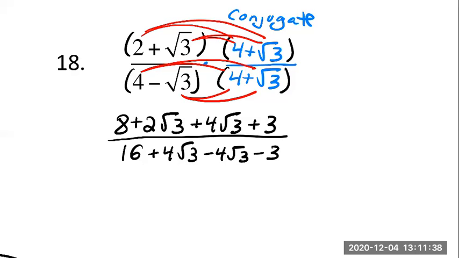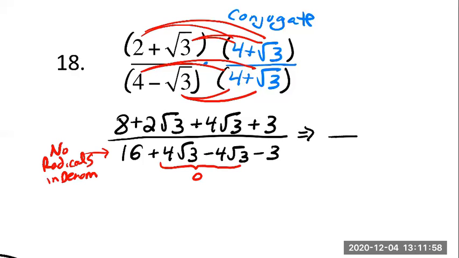And notice again, the reason why we chose to multiply by the conjugate is because we get a 0 for that middle term. And then notice there's no radicals now in the denominator. And that was our goal, not to have any radicals in the denominator. So we can add like terms. We would have in the numerator 8 plus 3, and 2 root 3 plus 4 root 3, so that would be 6 root 3. The denominator is 16 minus 3, so 13.